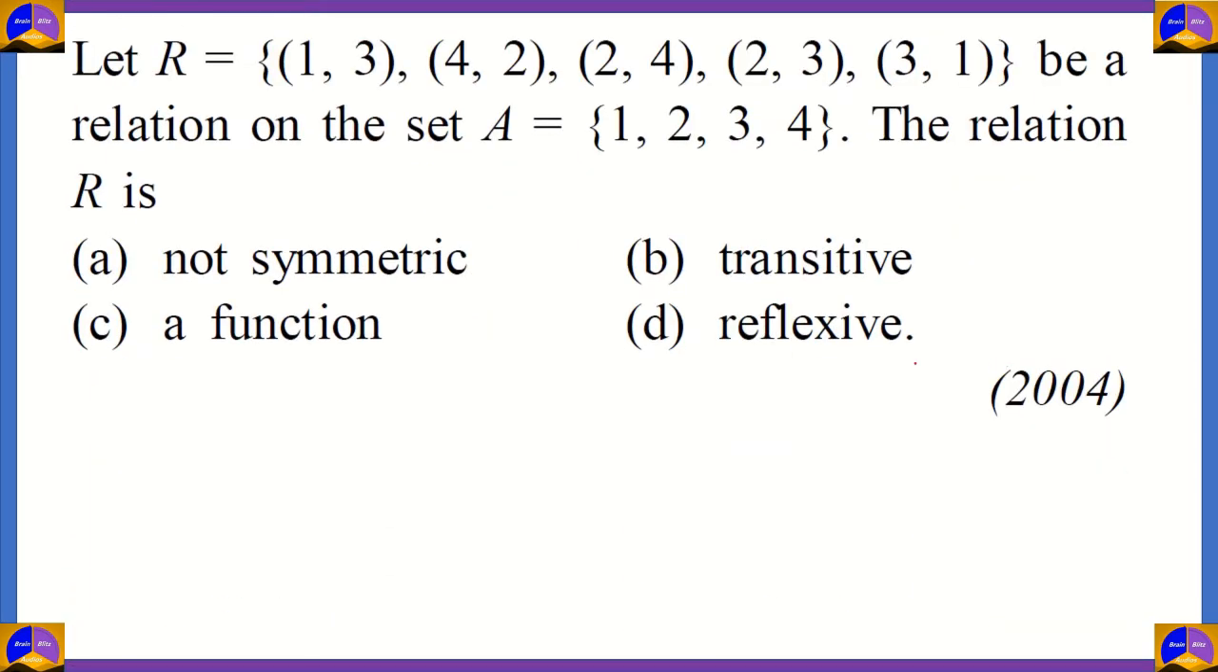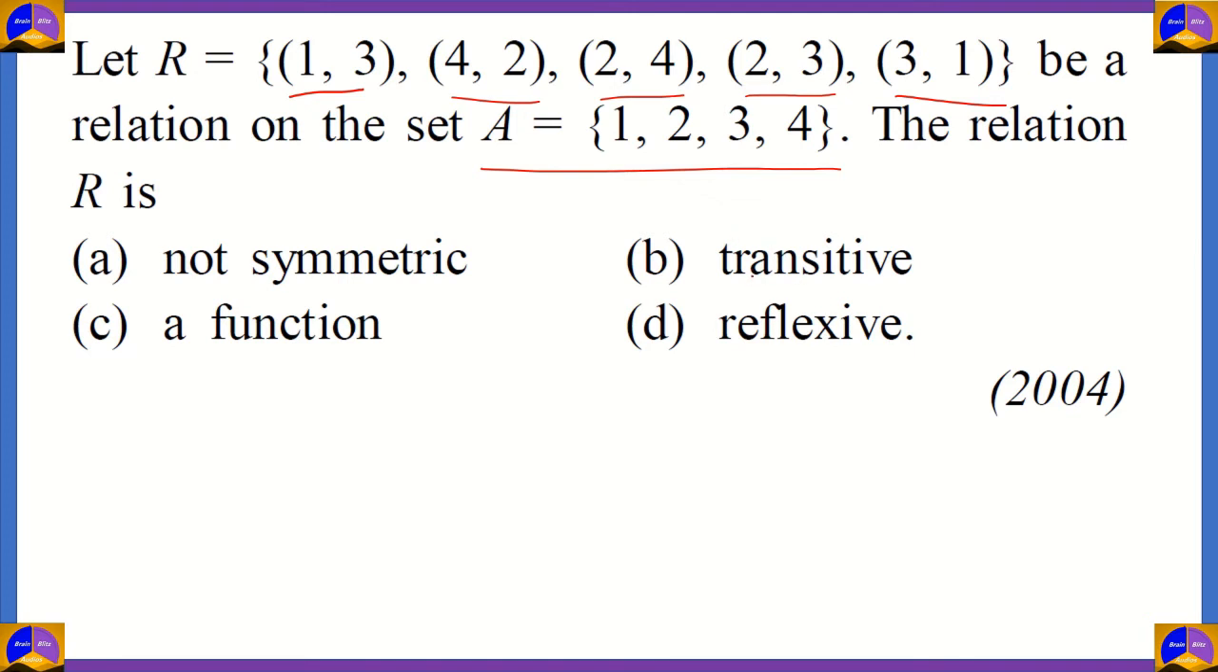This is the next question. Let R be the relation {(1, 3), (4, 2), (2, 4), (2, 3), (3, 1)}. This is a relation on the set A equals {1, 2, 3, 4}. You need to find out whether the relation is not symmetric, is transitive, is a function, or is reflexive.